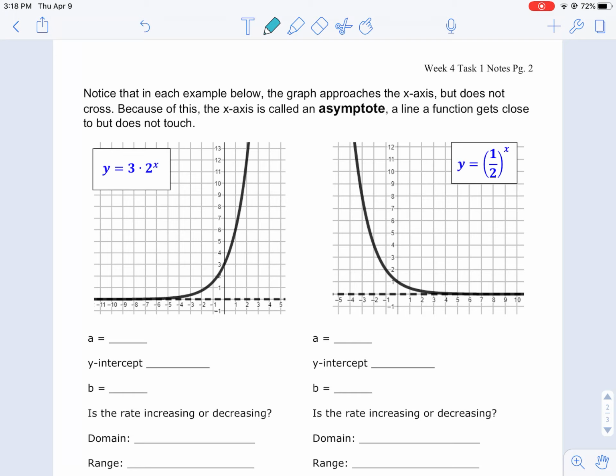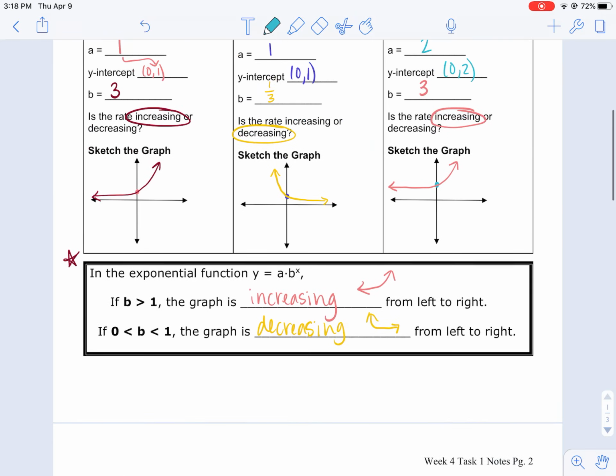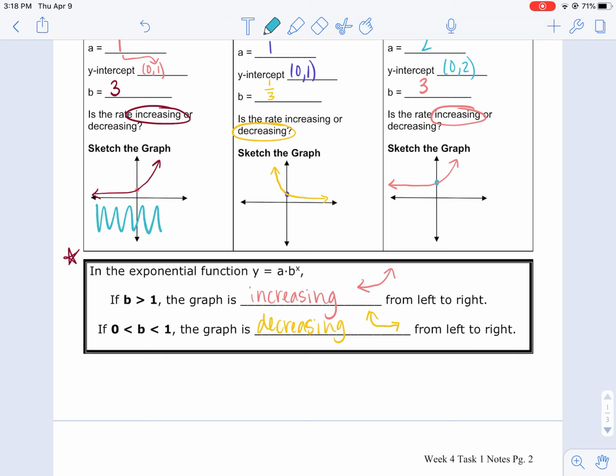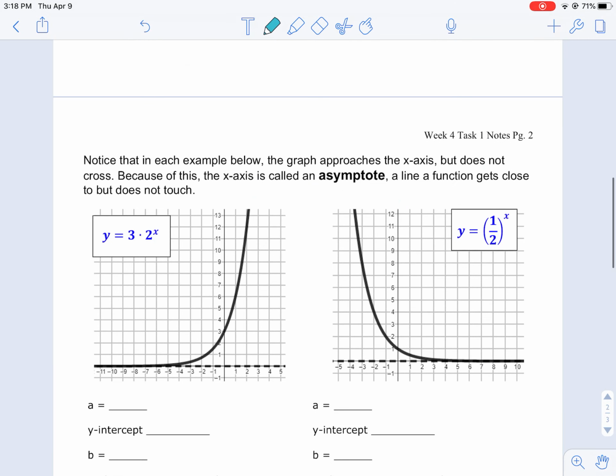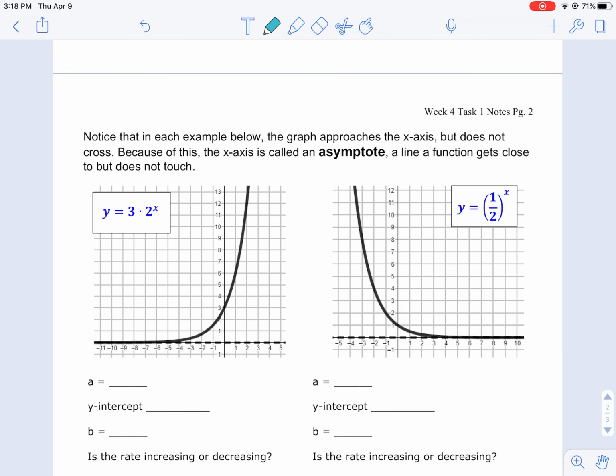So there is something in each of these examples. As the graph approaches the x-axis, it does not cross it. So that's what we talked about up here, where none of these graphs ever go below the x-axis, okay? The reason they do that is there's this really weird thing in math called an asymptote. It is a line that a function gets close to but never touches, okay?